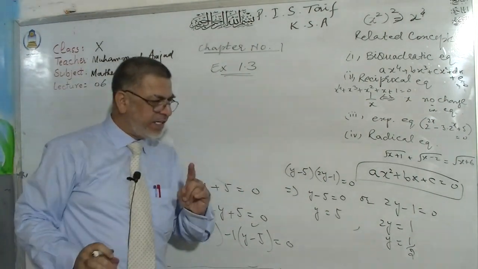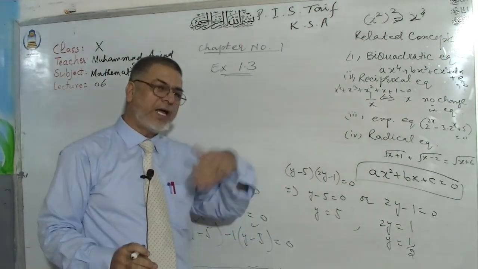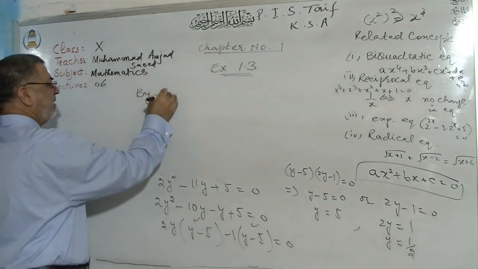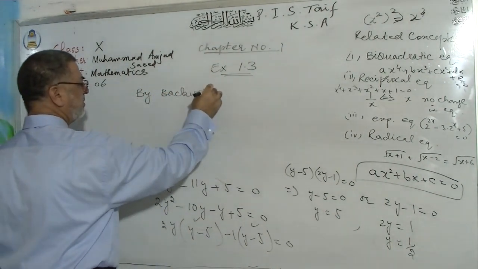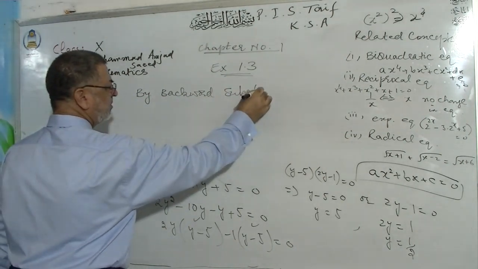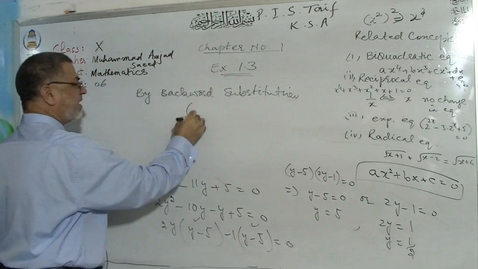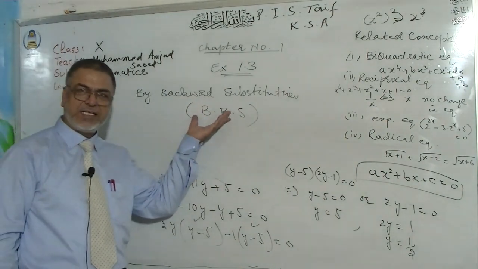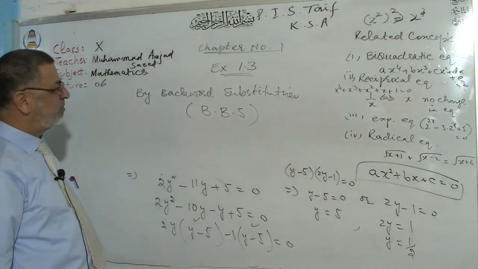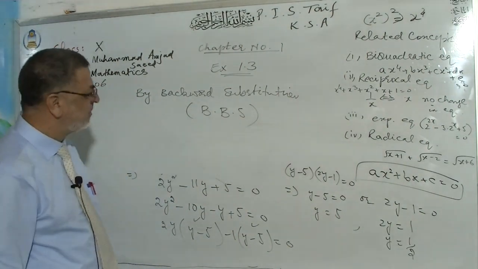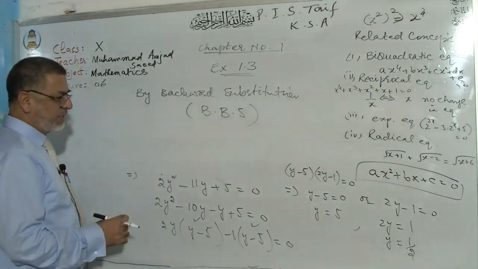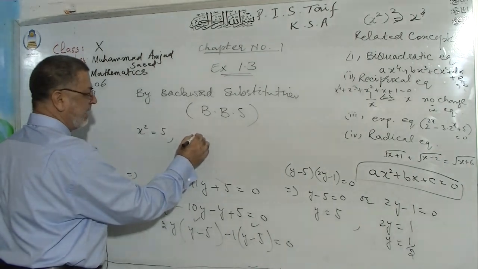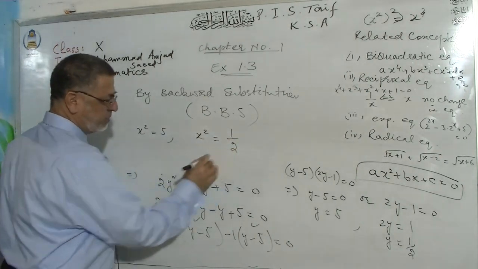Now the question was in variable x. You got the answer in y, so you have to go back by backward substitution. I used to write BBS, by backward substitution. Don't be worried, it is the terminology I am using. It is not in the book and not in the example anywhere. So don't worry. By backward substitution, apply the value of y as x square is equal to 5 and here x square is equal to 1 over 2.